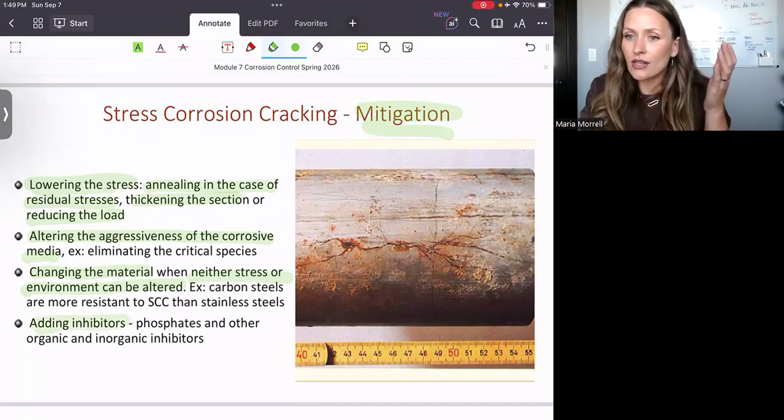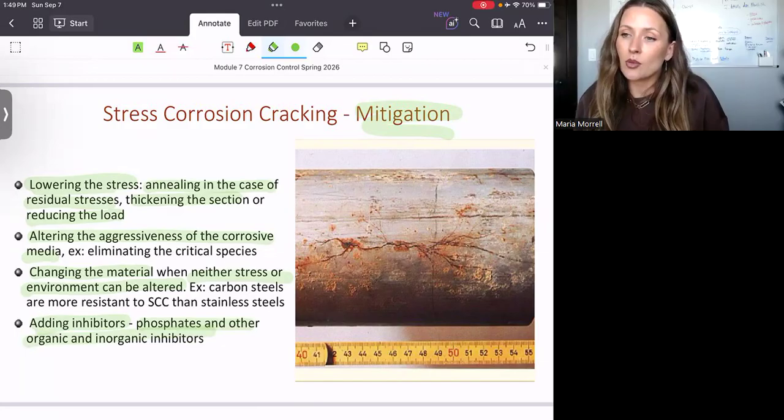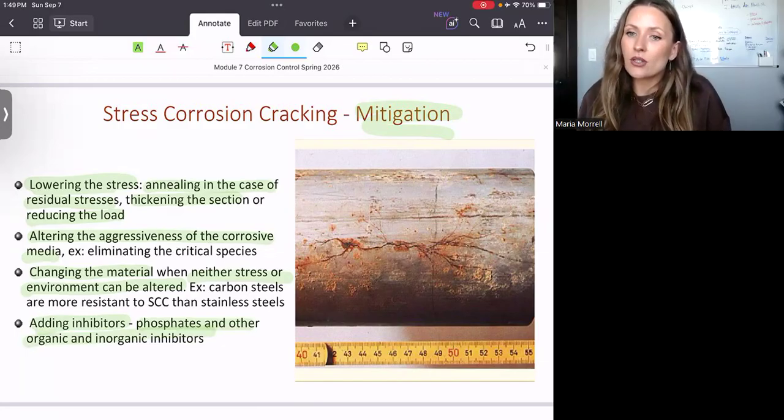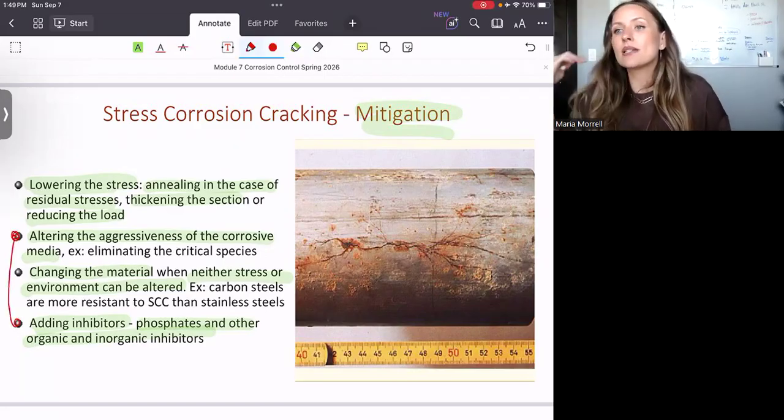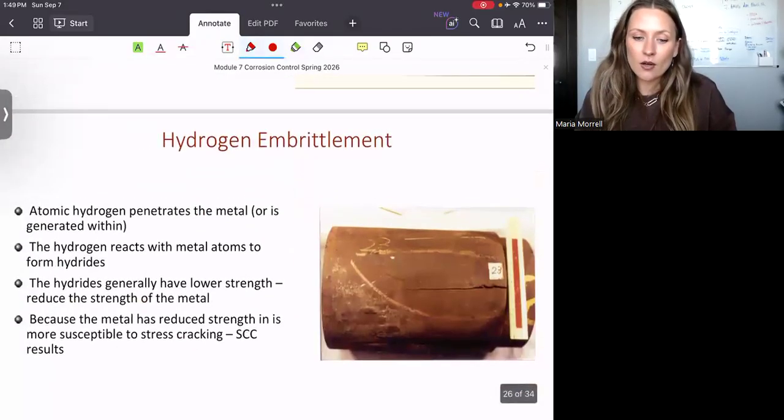It's a part of altering the aggressiveness of the corrosive media, right? Because let's say adding phosphates or some other organic, inorganic inhibitors, the whole purpose is to eliminate. It's very similar to this point, right? These two are kind of related because it allows you to basically alter the aggressiveness of the environment.